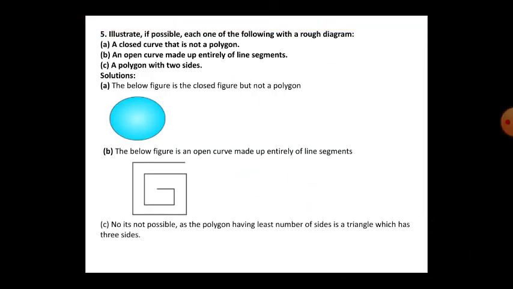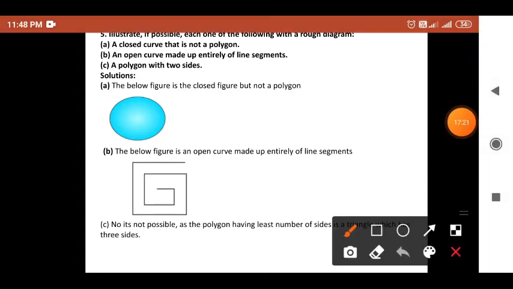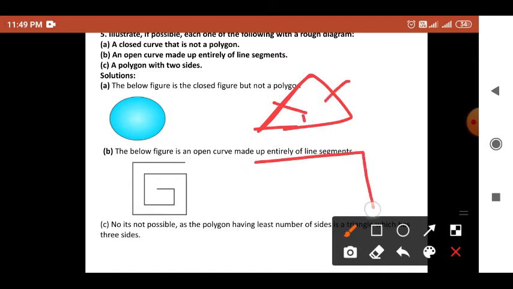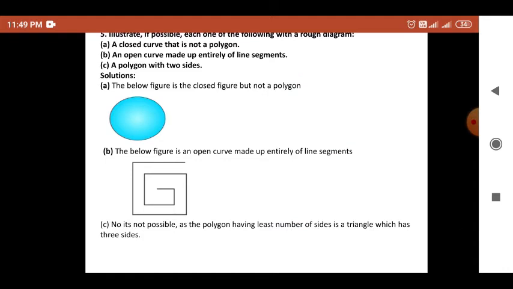This is the answer. Illustrate, if possible, each one of the following with a rough diagram: a closed curve that is not a polygon. You know what we mean by a polygon. A polygon is a closed figure. It contains line segments. A triangle is a polygon because it contains 3 line segments, 1, 2, 3. A quadrilateral is a polygon. It is a closed figure and it contains 4 line segments. See, a polygon is a closed figure.